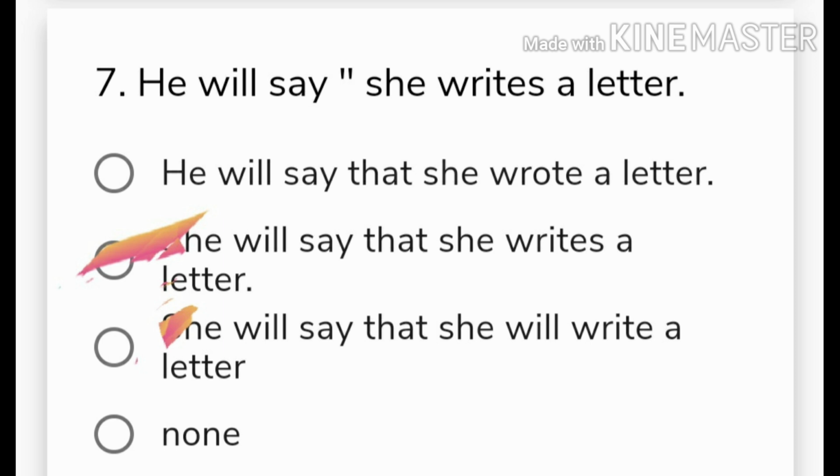Number 3, he will say that he will write a letter. So this is also wrong. Which one is correct? Number 2, he will say that she writes a letter.